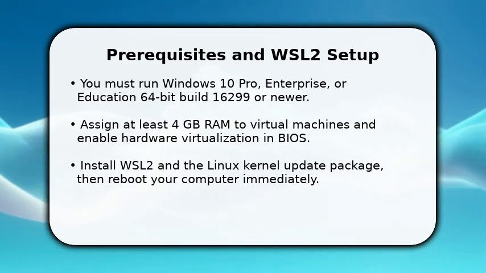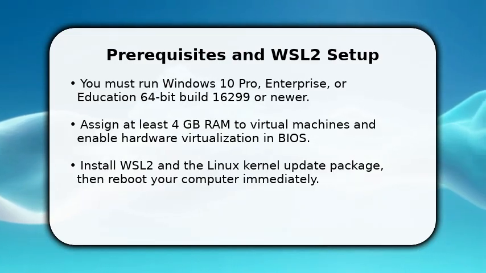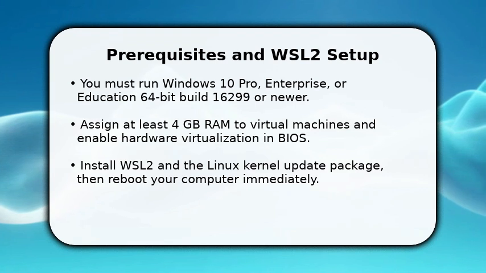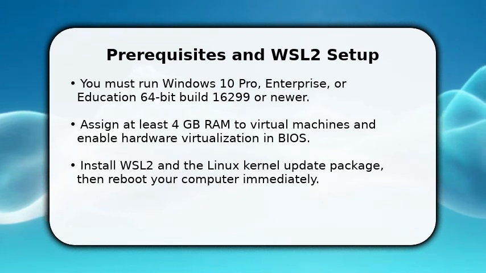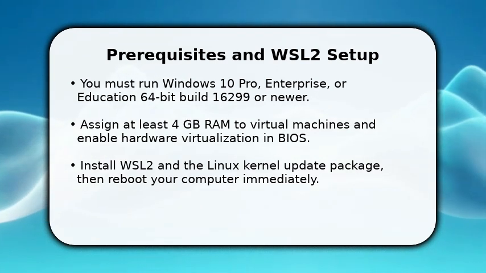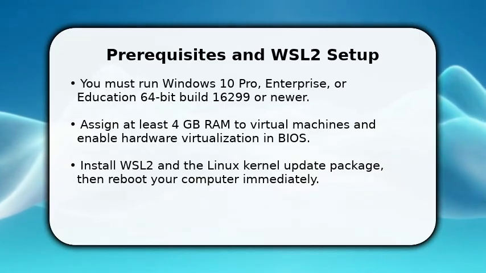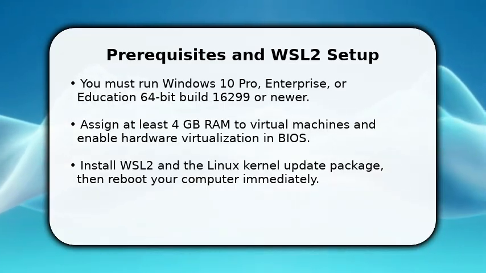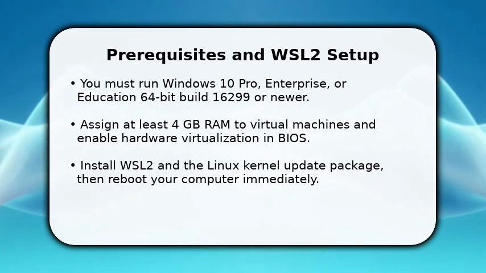Install Windows Subsystem for Linux version 2, WSL2, before installing Docker Desktop on Windows. Download the WSL2 Linux kernel update package, install it, and reboot your computer immediately. After reboot, enable Virtual Machine Platform and Microsoft Hyper-V optional feature.